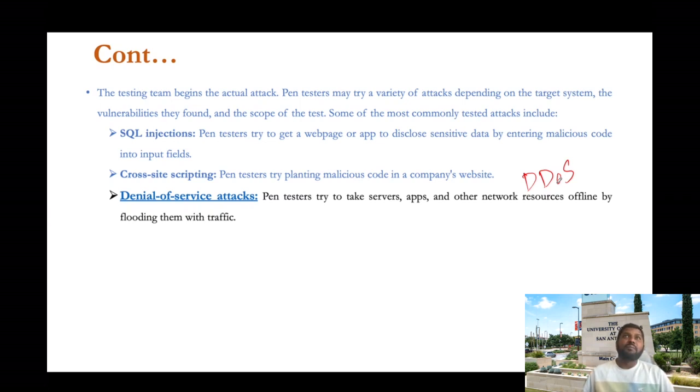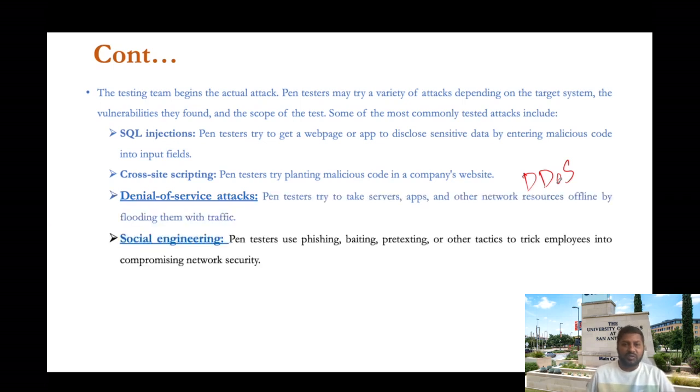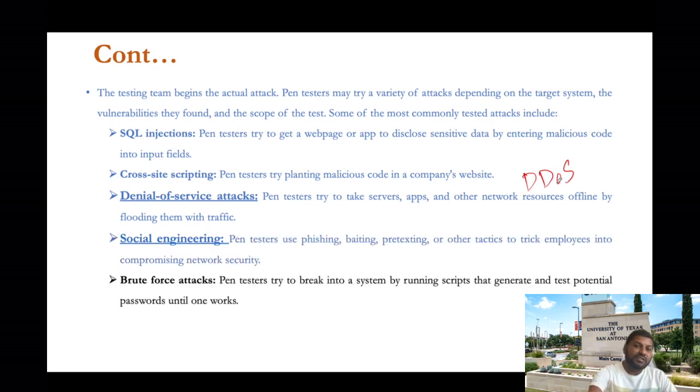And then comes the next kind, which is social engineering. As we discussed, pen testers use phishing, vishing, smishing, baiting, pretexting, or other tactics to trick employees into compromising network security. Another one is the brute force attack, where pen testers try to break into a system by running scripts that generate and test potential passwords until one works.